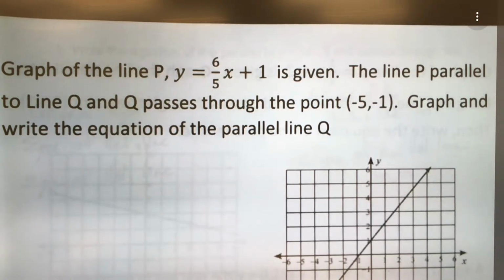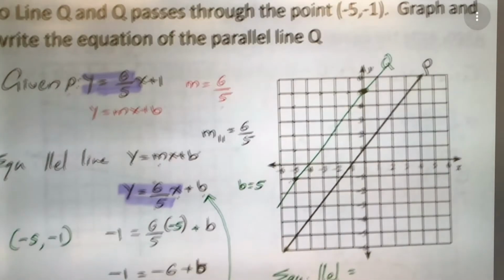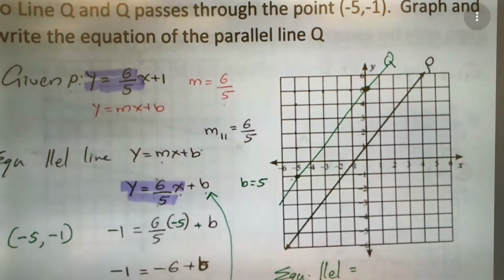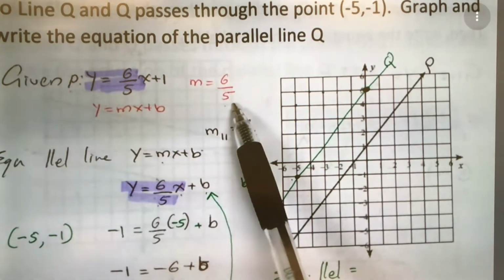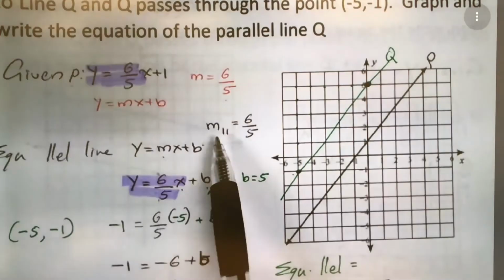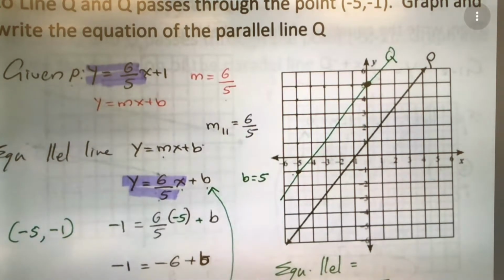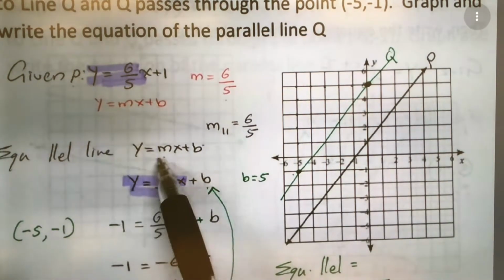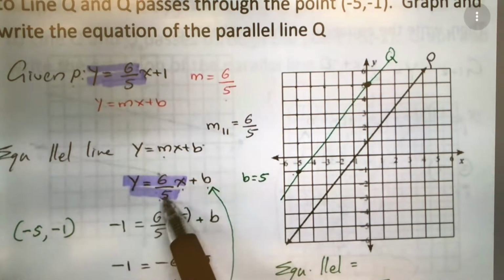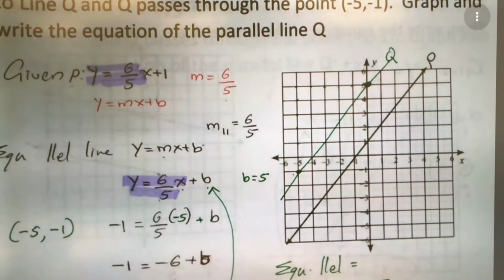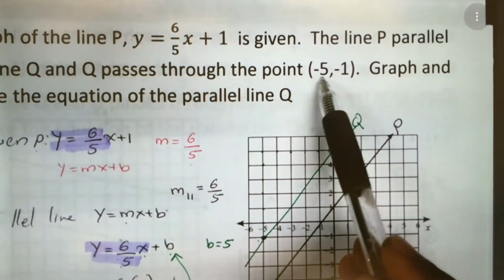I hope you have solved that question. Let me show you the answer. My given line has a slope of 6 over 5. The slope of the parallel line is also 6 over 5 because those two lines are parallel. So I can write the equation of my parallel line as y equals mx plus b, so y equals 6 over 5 x plus b, because I don't know the y-intercept of my parallel line Q.